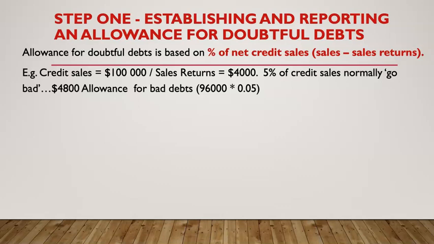So let's look at an example. We have credit sales of $100,000, sales returns of $4,000, and 5% of credit sales normally go bad. We have enough information here to work out our allowance for doubtful debts. In this case, it is $4,800 of allowance for doubtful debts. How have I worked that out? 96,000 times 5% or 0.05. 96,000 because net credit sales is credit sales minus sales returns, so 100,000 minus 4,000.